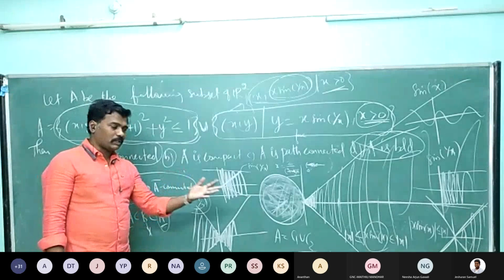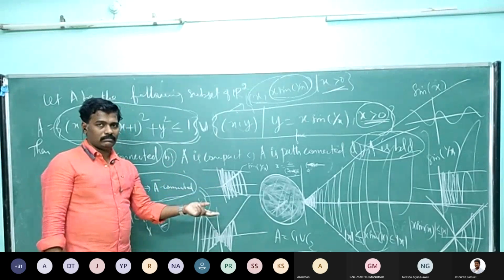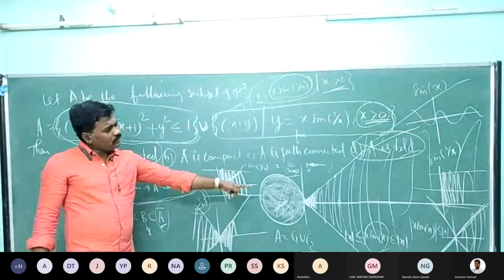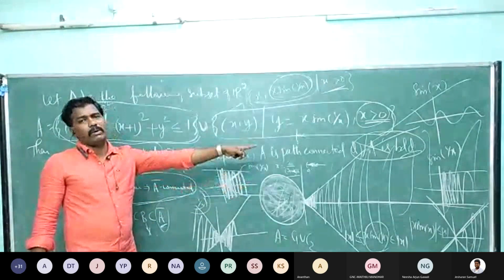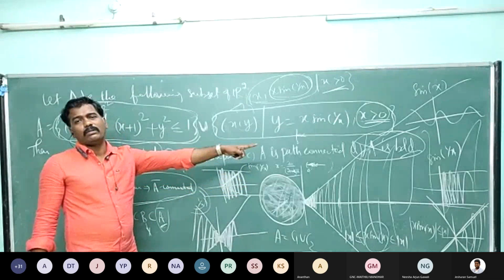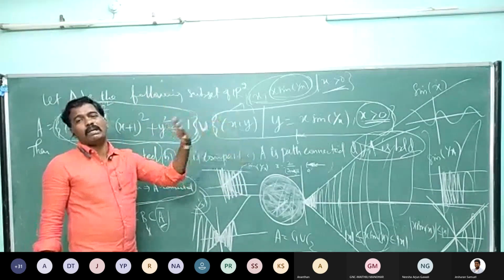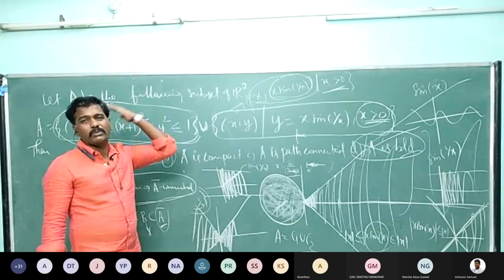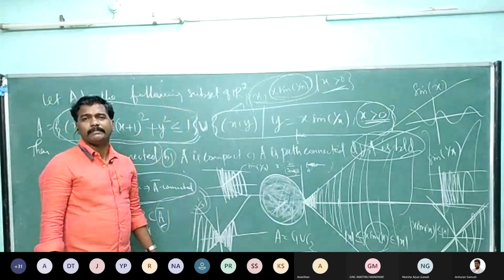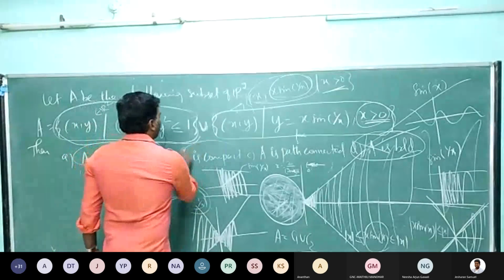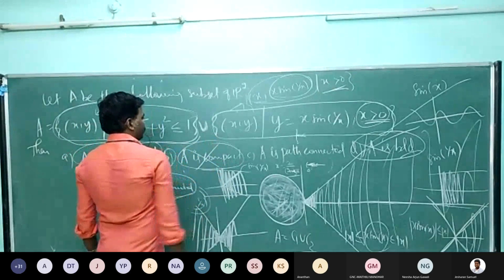A is compact implies closed and bounded. P implies Q. From the diagram, clearly A is not bounded, therefore A is not compact. Compact implies boundedness; not bounded, not compact. P implies Q, negation of Q implies negation of P. Same logical statement. Therefore, A is not compact.